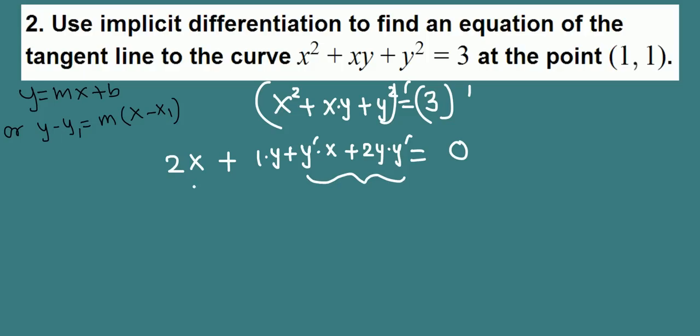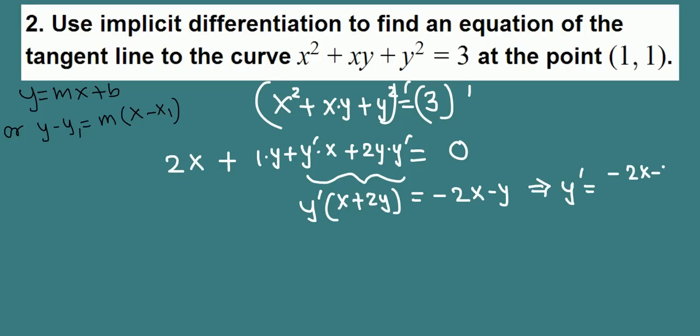So subtract 2x, subtract y, and if we factor y prime here, y prime times (x plus 2y) is equal to, move this over, that means subtract 2x and subtract y. Finally y prime, divide by this factor, so we get y prime is equal to negative 2x minus y, all divided by this factor x plus 2y. This is the derivative, which is slope of tangent line at any point (x, y), but we need the slope at this particular point (1, 1).